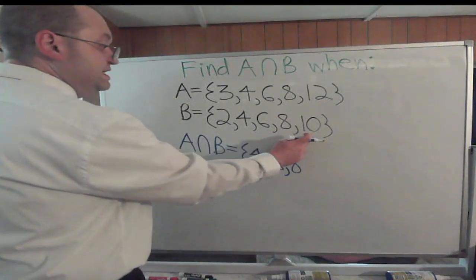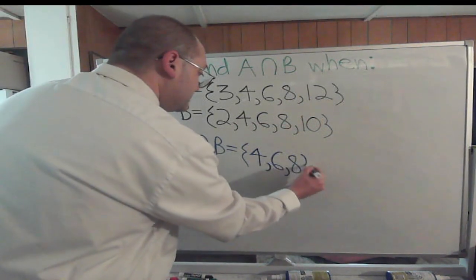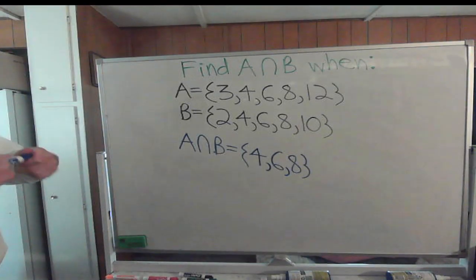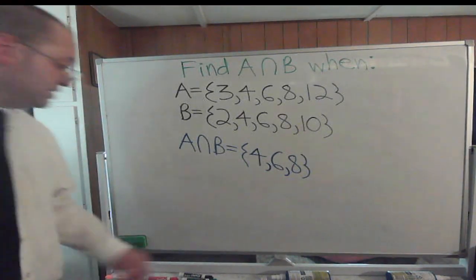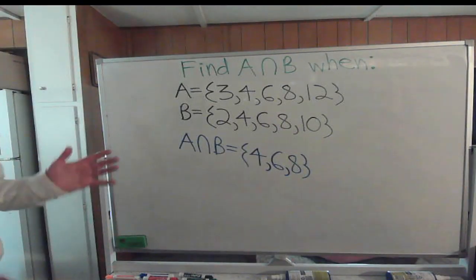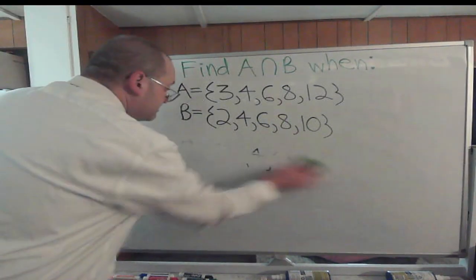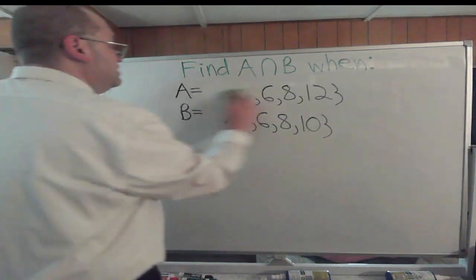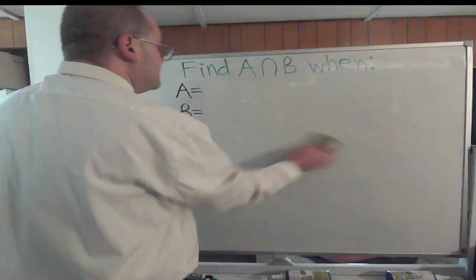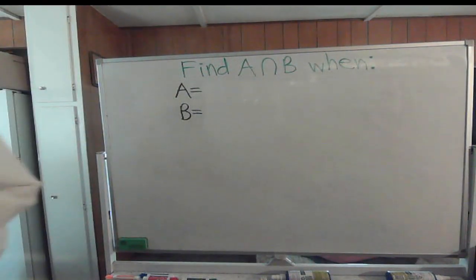But 10's only in set B. 12 is only in set A, so those can't be elements of the set. So the set of A in intersection with B is only going to be 4, 6, and 8. That's all you would get. And it is possible to have a set with only 1 element. You will see that sometimes. Or sometimes you get the disjoint set or the empty set where you have no elements that are common.